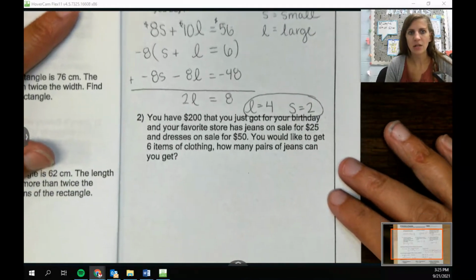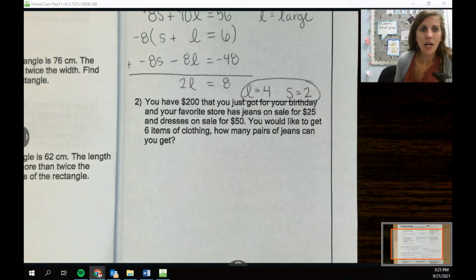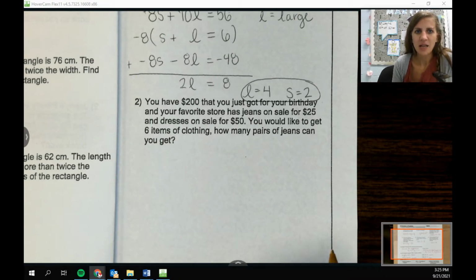Okay, so another one sort of like this. If you have $200 that you just got for your birthday, and your favorite store has jeans on sale for $25 and a dress on sale for $50. You would like to get 6 items of clothing. How many pairs of jeans can you get?